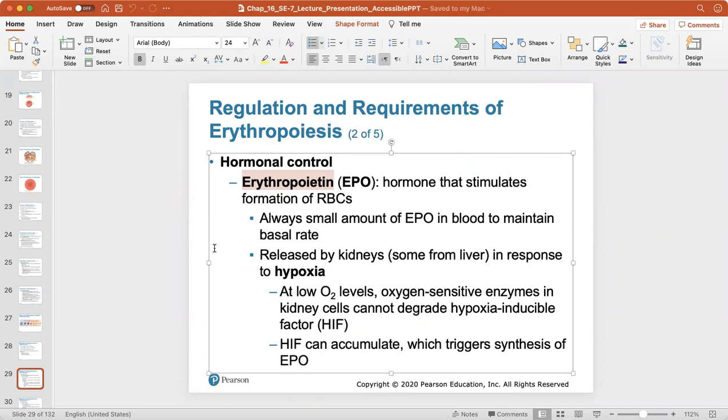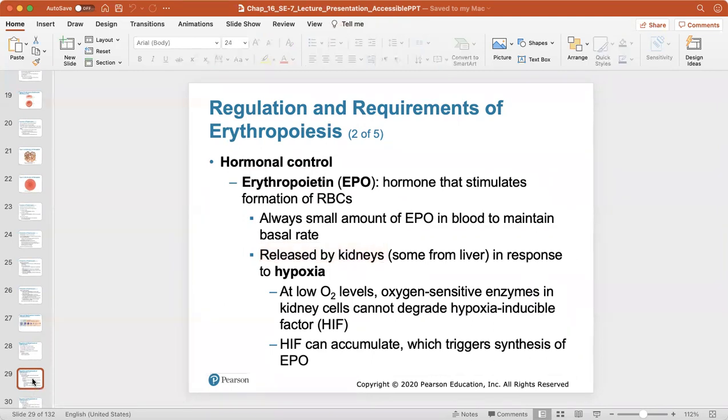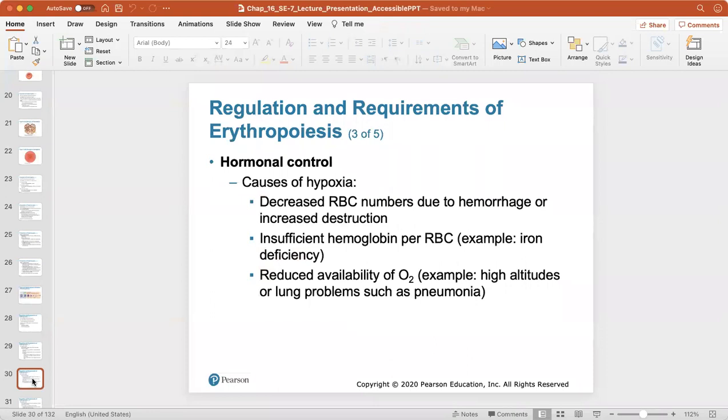There's always a small amount of it in the blood to maintain the normal red blood cell production rate. And the big thing you should know is that erythropoietin is released by your kidneys, some from the liver, but mostly by your kidneys in response to low oxygen levels. So erythropoietin will be released from your kidneys if oxygen levels get too low, to create more red blood cells.